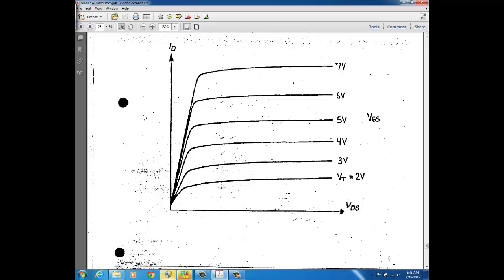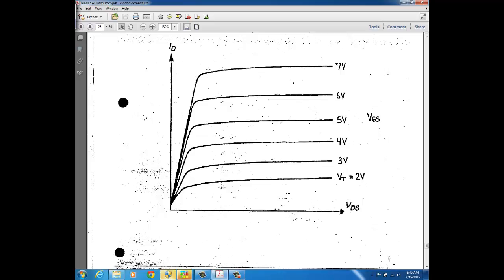Notice here that there are no curves below the threshold voltage of 2 volts, and that's because, remember, right at the threshold is when you just develop a channel, so that's when you would just have a current flowing through your channel. For any VGS below the threshold voltage, the channel isn't open, so no current is going to flow. So that's why you don't see a curve here.